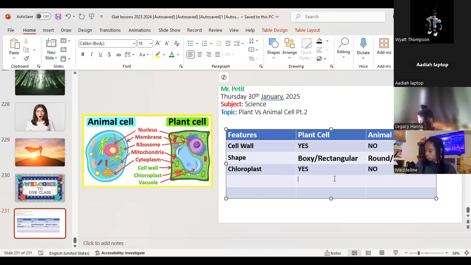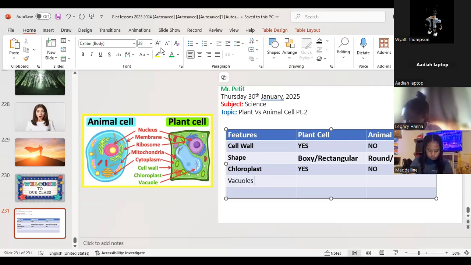Okay. And then let's look at the vacuoles. When we look at the plant cell, does the plant cell have any vacuoles? No, sir. Yes, it does. See right there, this is the vacuole, this big thing. That's a vacuole. Yes, sir. It has one large vacuole.